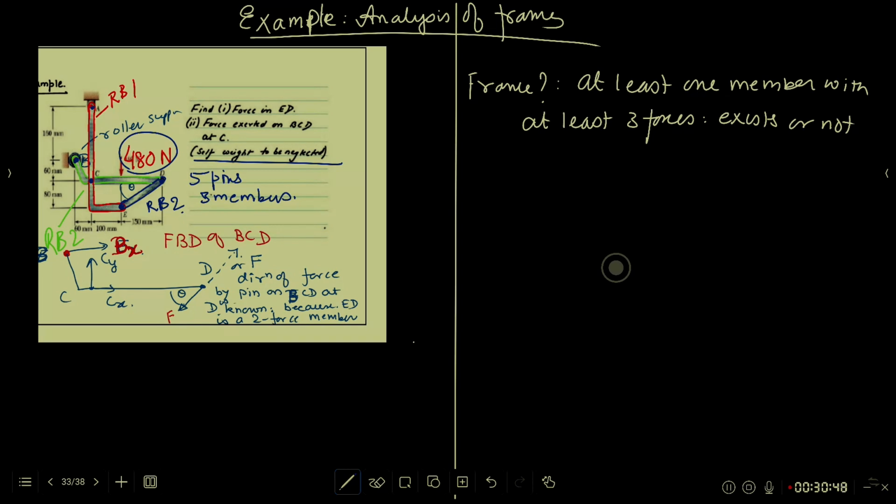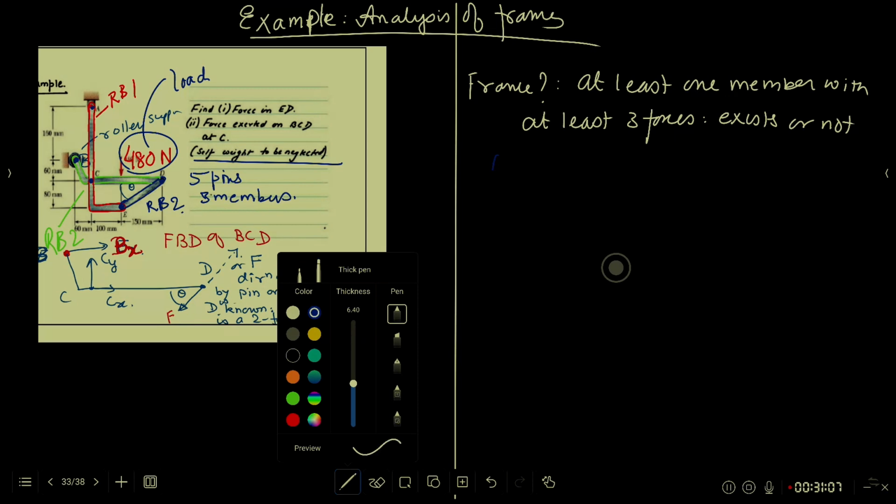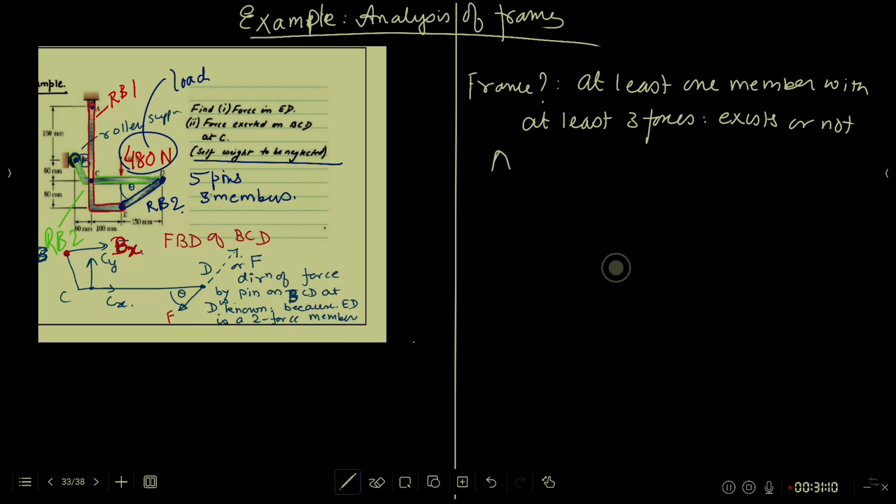If I focus on RB2 and try to see what kind of member this is. RB2 is this, the green color thing here. There is a force here. There is a force here. And there must be a force here. So there is at least one member with at least 3 forces acting. And that makes the entire structure a frame. Structure is a frame.